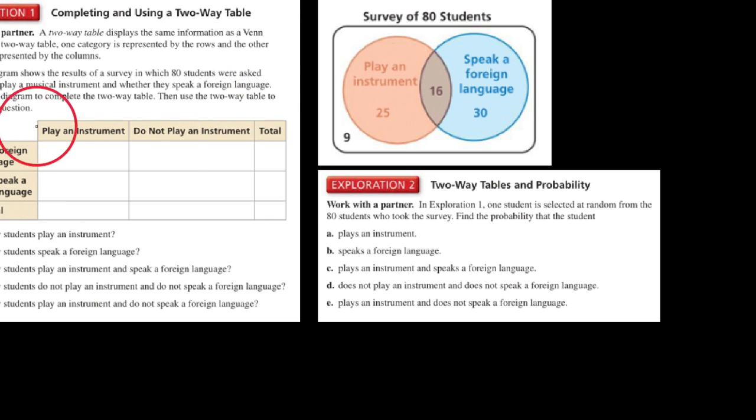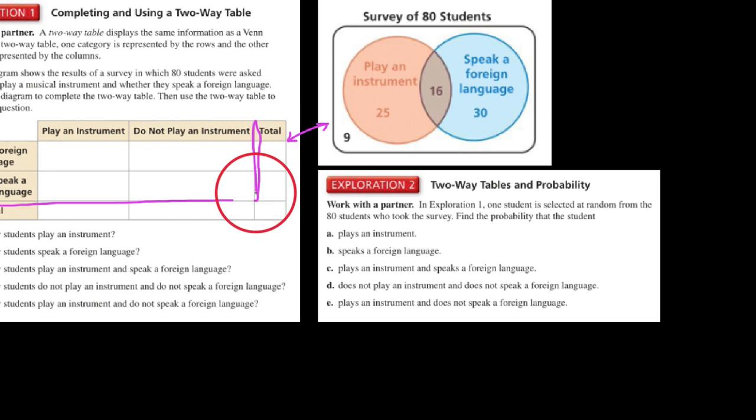Then we're going to use that two-way table to answer these questions and talk about the connection between the Venn diagram and the two-way table, but also how this two-way table is really advantageous when it comes to finding different probabilities. So let's take a look at this situation. We had a survey of 80 students. They either play an instrument or they don't, or they speak a foreign language or they don't. So in terms of our table here, our two categories are play an instrument or speak a foreign language. You can see that it's set up, and I'll outline it from here to here.